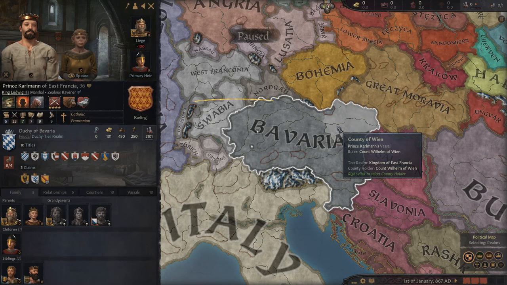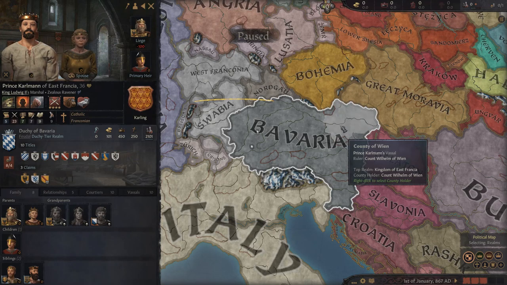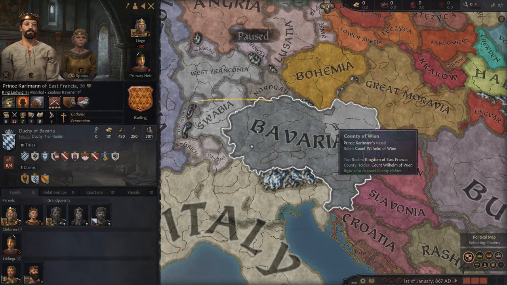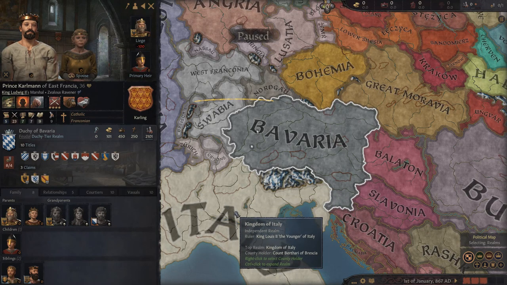Karlmann submitted to his father and was given the governorship of the Eastern Marches, which is basically this region right in here. In the division of Frankfurt in 865, Karlmann was given the Duchy of Bavaria that he would rule as a principality after his father's death. Karlmann was chosen to be Louis the Younger's successor, so Louis the Younger of Italy, to the throne of Italy.